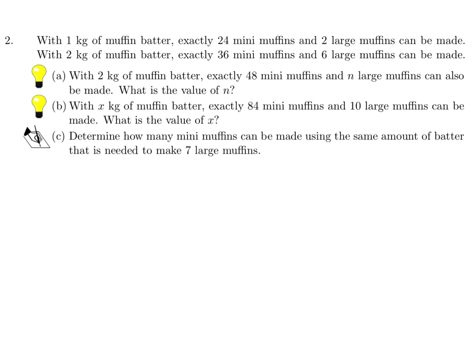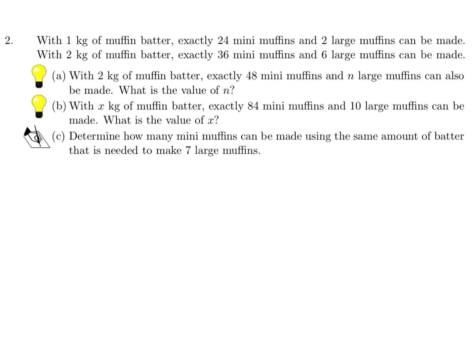With 1 kg of muffin batter, exactly 24 mini muffins and 2 large muffins can be made. With 2 kg of muffin batter, exactly 36 mini muffins and 6 large muffins can be made. With 2 kg of batter, exactly 48 mini muffins and n large muffins can also be made. What is the value of n?